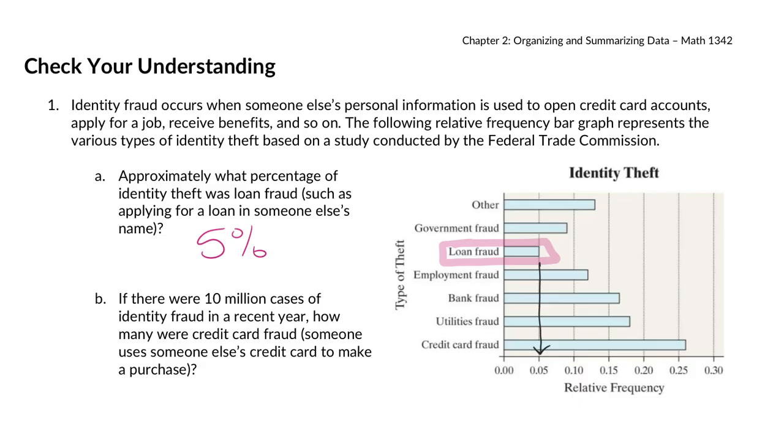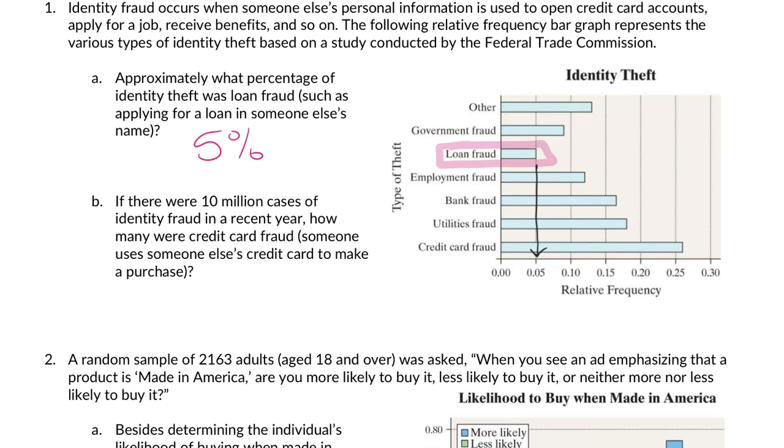Part B, if there were 10 million cases of identity fraud in a recent year, how many were credit card fraud, which is using someone else's credit card to make a purchase? 26%. You're on to something, but that's not the final answer here. So here's what I know your brains just did. You said, okay, credit card fraud is here, so I'm going to look at that value, and yeah, it's approximately 26%. Correct. So I'm not asking you what percentage, I'm asking you how many.